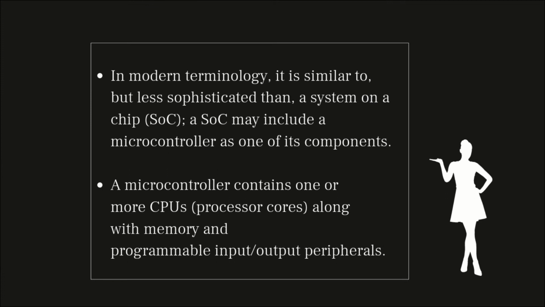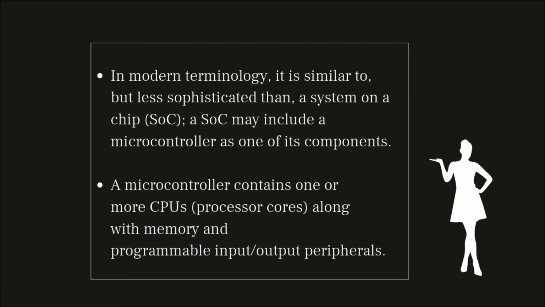In modern technology, it is similar to but less sophisticated than a system on chip, a SoC. So an MCU is a small version of an SoC, because a SoC may include a microcontroller as one of its components. A microcontroller contains three basic things: a microprocessor, input-output ports, and a few important peripherals like timers, counters, and a few more peripherals that are not present in your microprocessor. That way a microcontroller is better than a microprocessor.